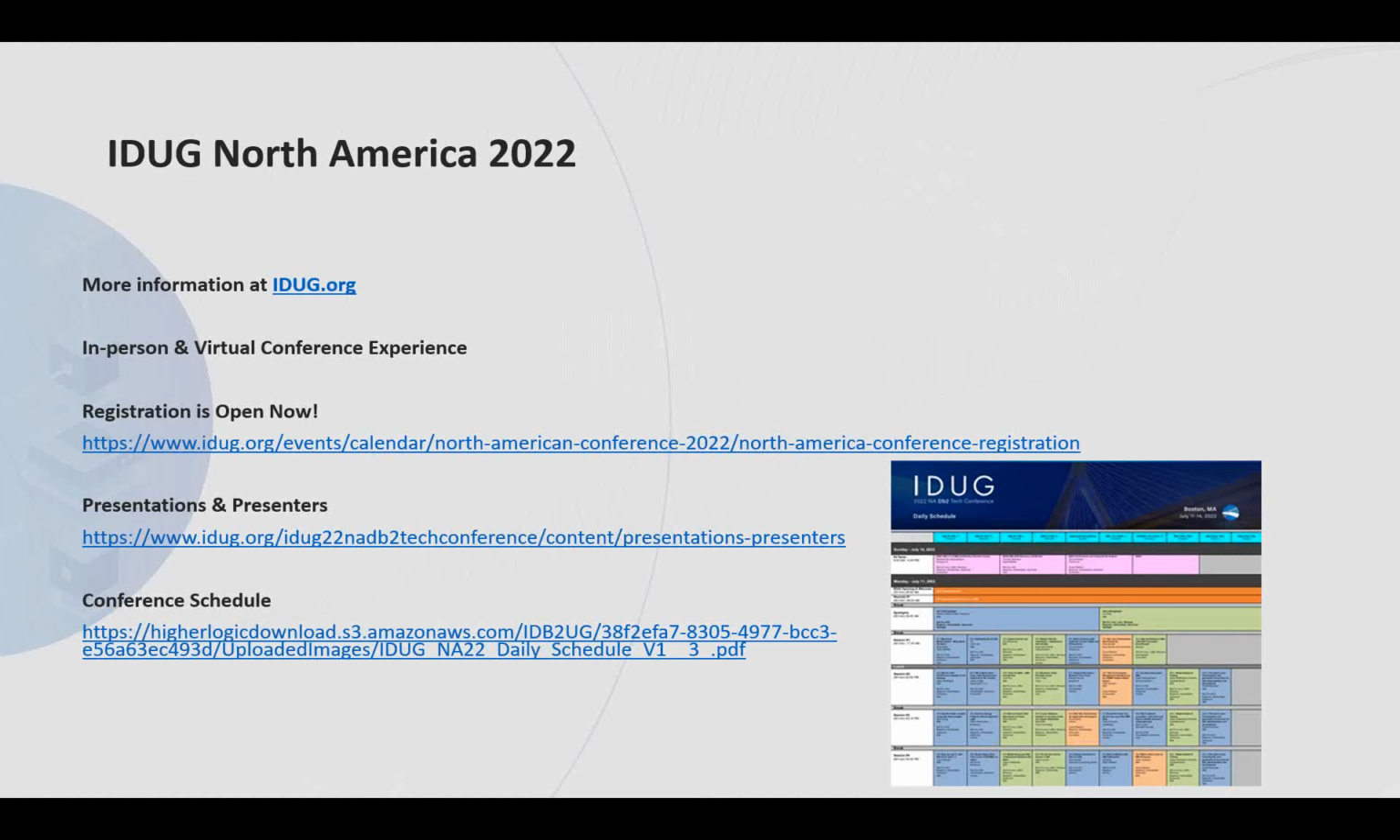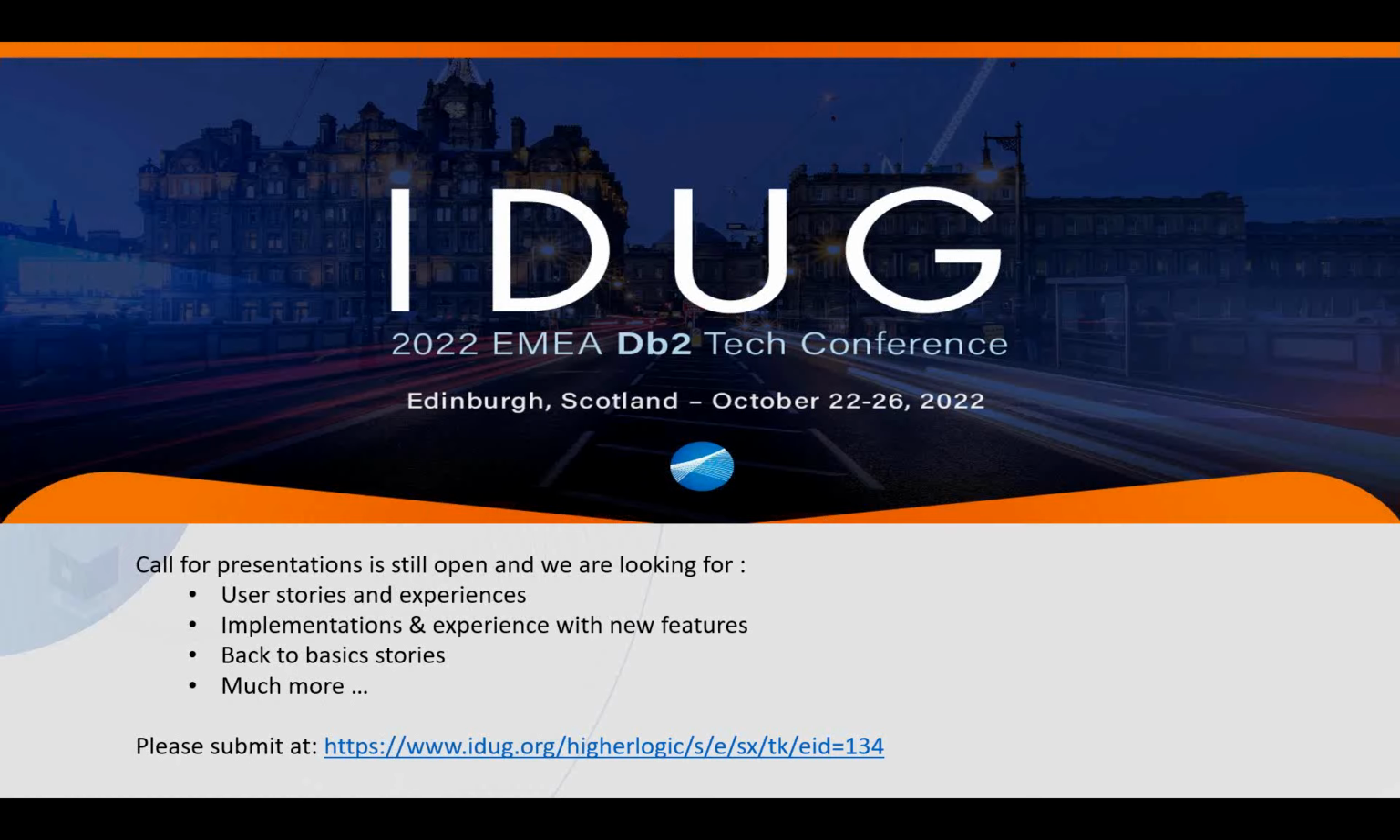Some links for you as well, and this presentation will be made available for Martin after the fact. So you can go and take a look at what IDUG has to offer, and especially for North America 2022. And don't forget, IDUG EMEA is coming to Edinburgh, Scotland, October 22nd to the 26th. Third time's the charm, I believe, for Edinburgh. So it will be happening in Edinburgh, and they're still looking for additional presentations. So there's a link to submit presentations if you're still interested. They'd be more than happy to take some from you as well.